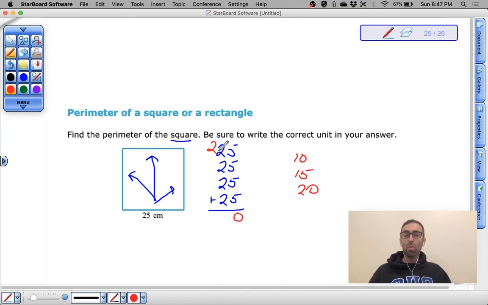2 plus 2 is 4. 4 plus 2 is 6. 6 plus 2 is 8. 8 plus 2 is 10. And I get an answer of 100, which makes sense because if you think of this in terms of money, 4 sets of 25, 4 quarters would be $1, worth 100 cents. So I also need to make sure I'm using the correct unit. The correct unit I'm working with is centimeters, so my answer would be 100 centimeters.